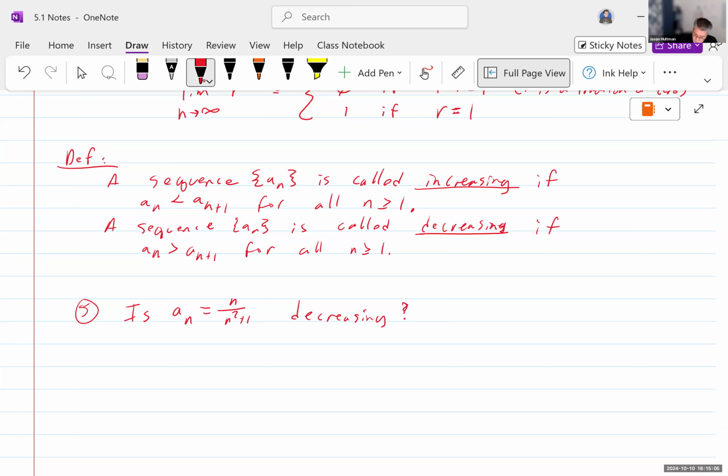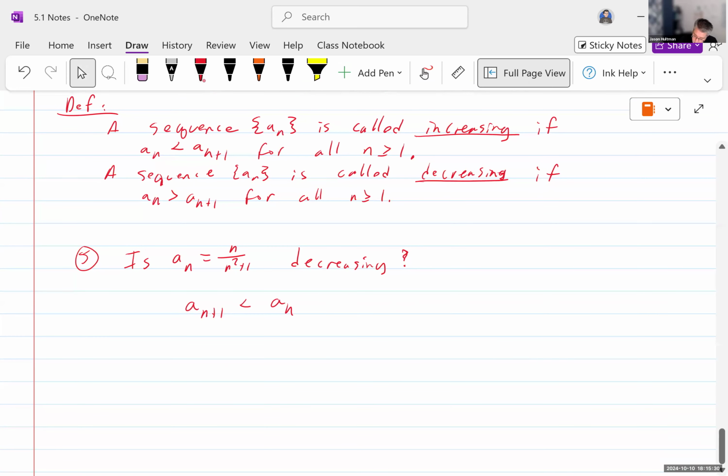Well, it means that a sub n plus 1, the next term, would be smaller than the previous term. Does that make sense? So let's see how we would check this. I'm going to put a little question mark here and say, is this true? Is the next term always less than the previous one?